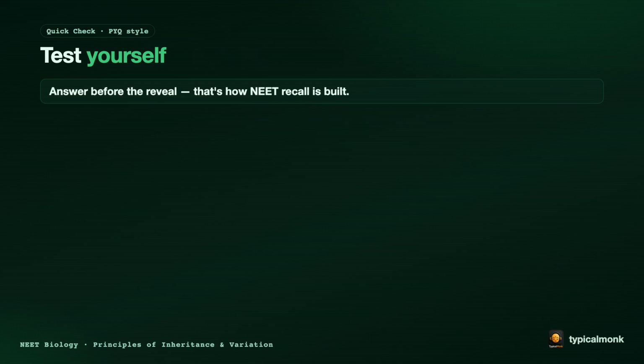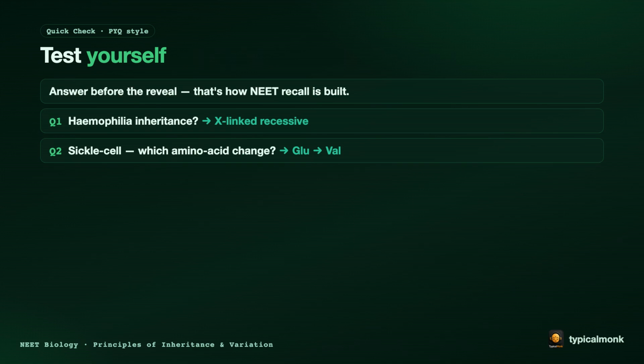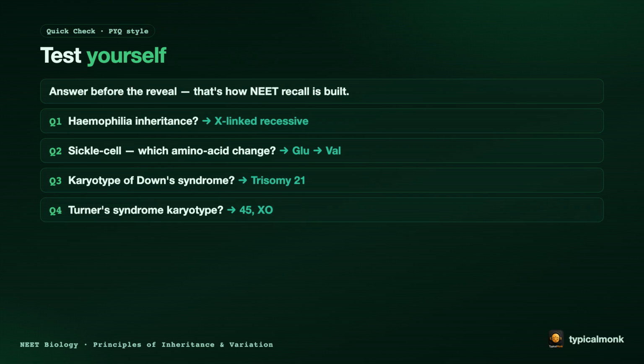Answer each one before it is revealed. Answer first. That is how you build strong NEET recall. Question 1. The inheritance of hemophilia? Answer: X-linked recessive. Question 2. In sickle cell, which amino acid changes? Glutamic acid to valine. Question 3. The karyotype of Down syndrome, trisomy 21. Question 4. The karyotype of Turner syndrome, 45 XO. Question 5. A square in a pedigree means male.